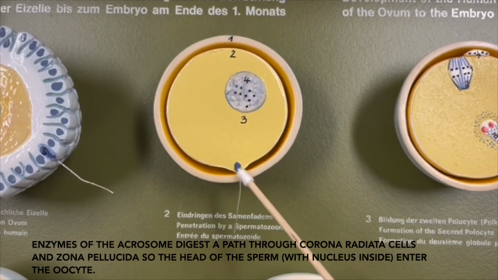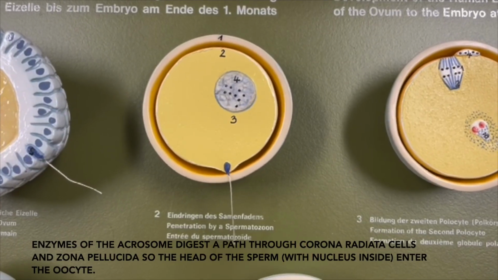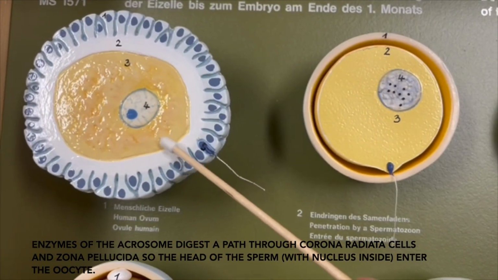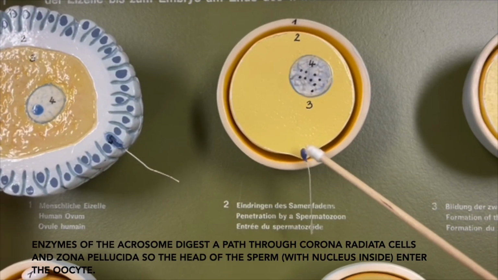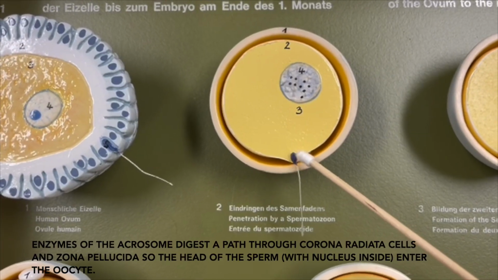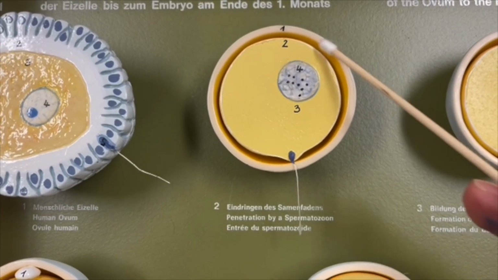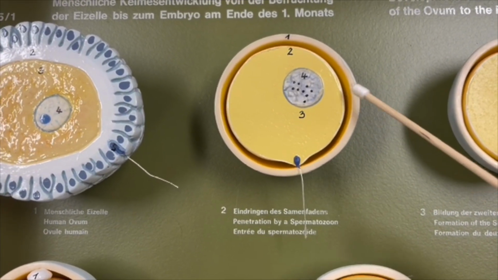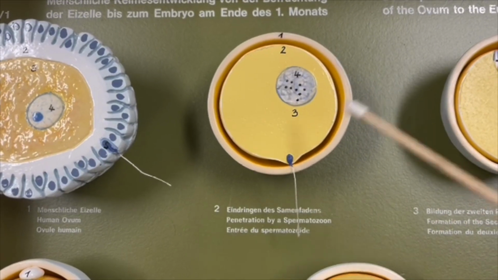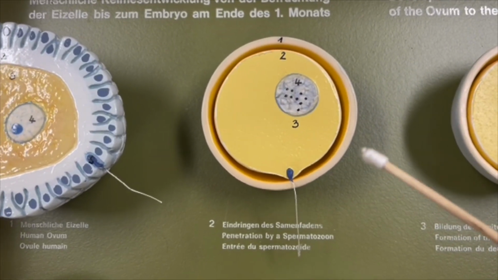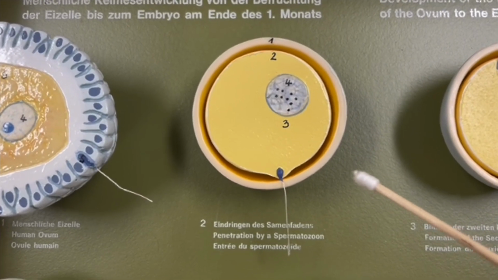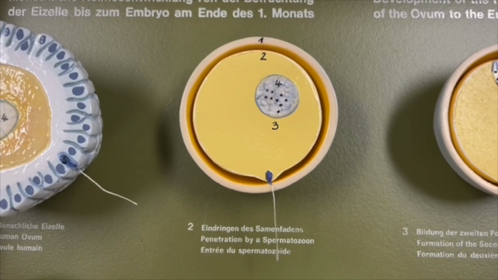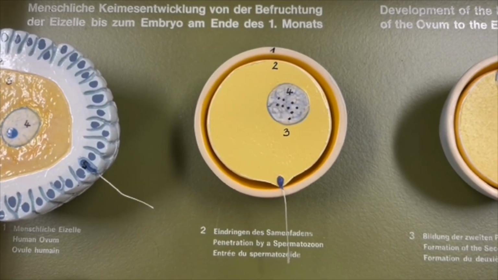When the sperm encounters the oocyte, the enzymes of the acrosome degrade a path through this layer of cells and zona pellucida so that the head with the nucleus of the sperm can enter the oocyte. This causes a chemical change in the oocyte so that zona pellucida becomes hardened and impermeable to other sperm. This is to prevent polyspermy, or getting nuclei of multiple sperm inside one oocyte.